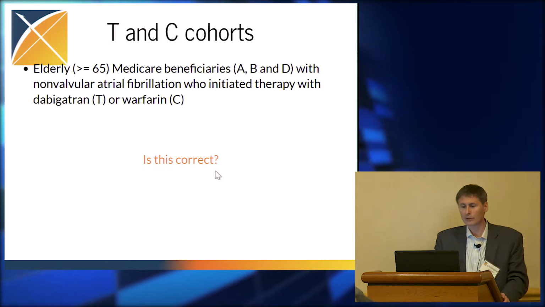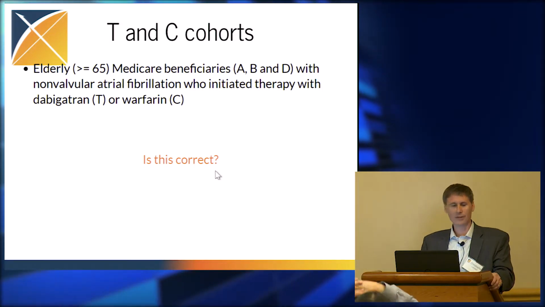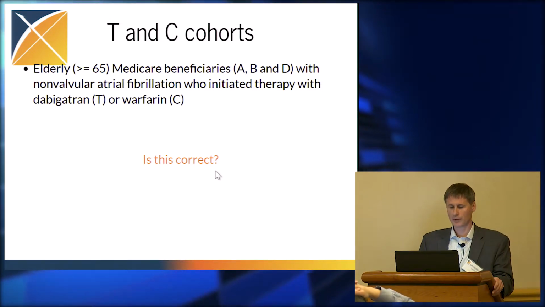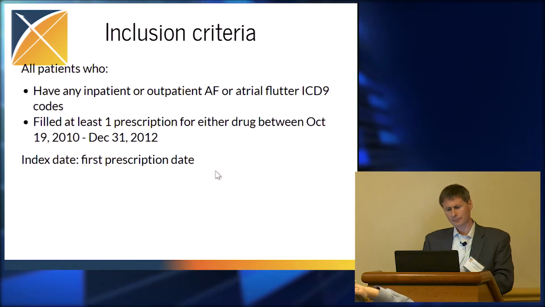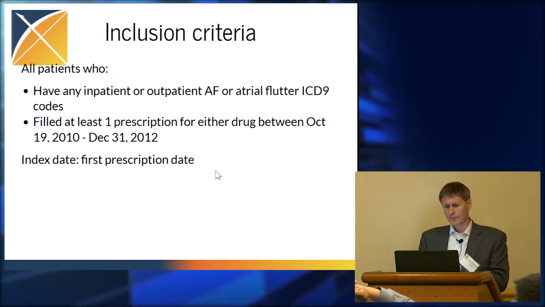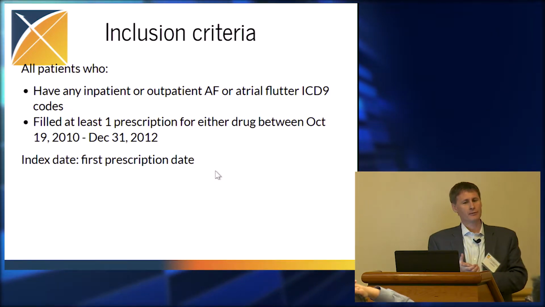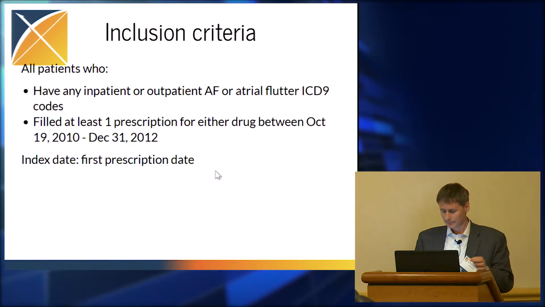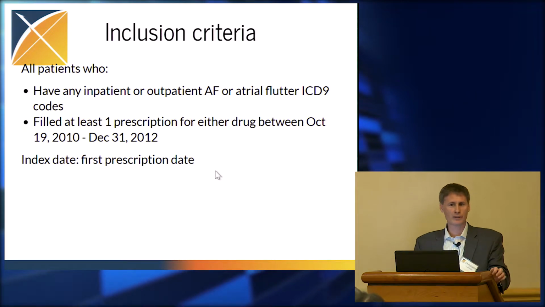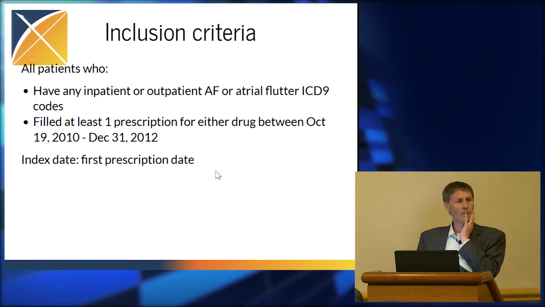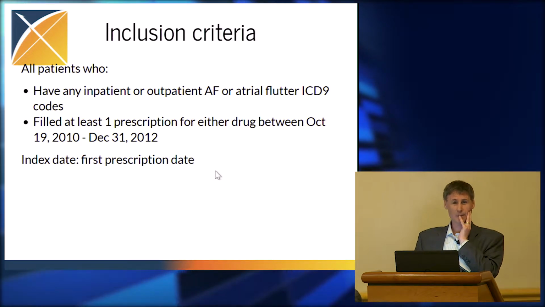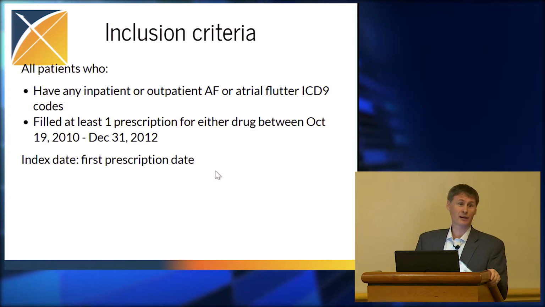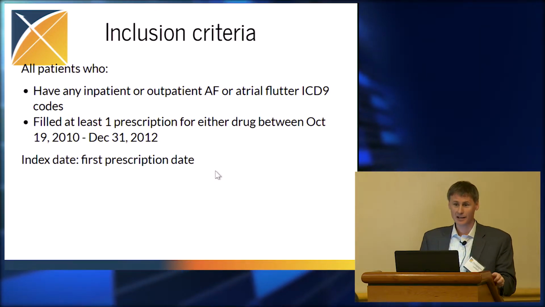So the T and C cohorts: elderly greater than 65. Is this everything that defines the cohort? We either initiated dabigatran or warfarin? No, right? Do we have the codes for the target and comparator cohort definitions? Are they in the paper? No. So could we reproduce that? We could. We'd have to make some assumptions, right? We have to do our own scanning of ICD-9 codes.